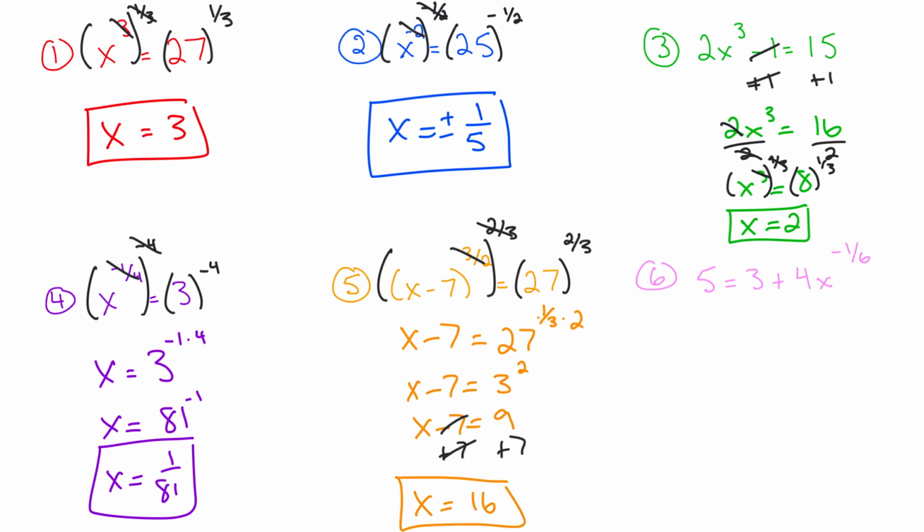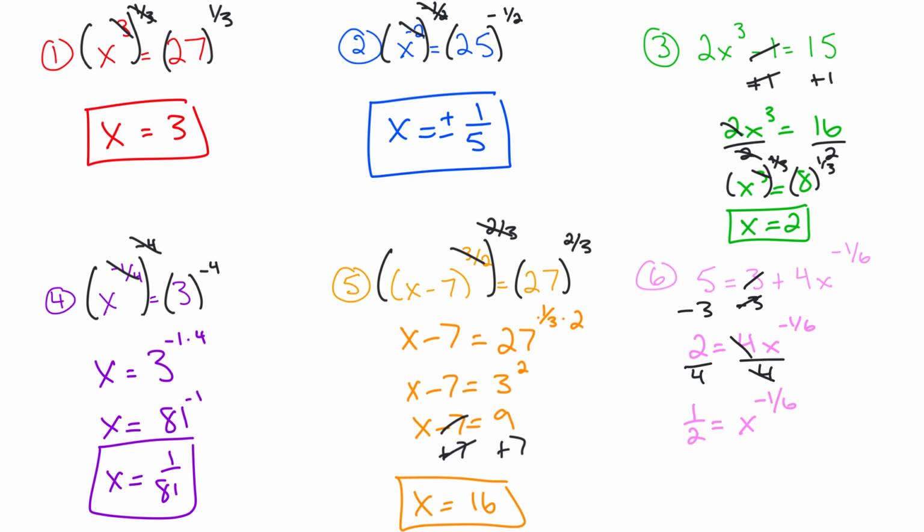Then lastly, problem number 6. I'm going to subtract the 3 to the other side, because I get rid of addition and subtraction first, the reverse of PEMDAS, your order of operations. Then I get rid of any multiplication or division. I'm multiplying by 4, so I've got to get rid of it by dividing both sides by 4. 2 divided by 4 is 1/2.